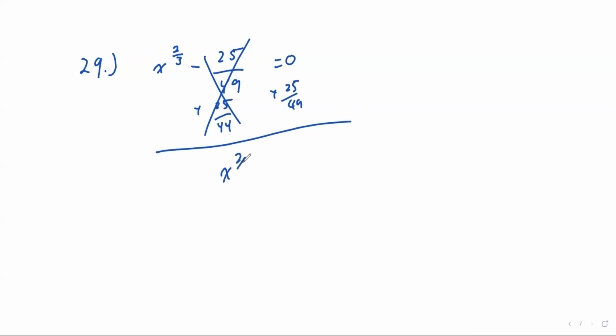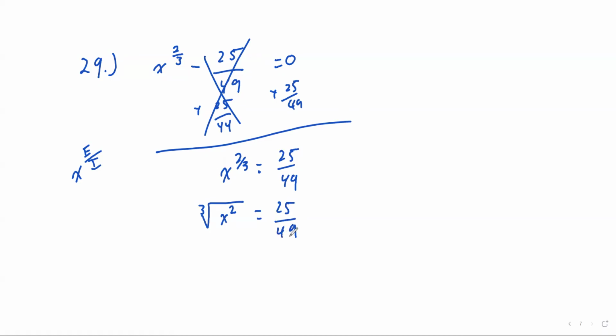That gives me x^(2/3) equals 25 over 49. Since these are big numbers, I'm not going to try to cube it, even though you could. I'm going to rewrite this. Remember, the exponent is e over i, just like the last problem. So this is my exponent and this is my index. So this is the cube root of x squared equals 25 over 49.